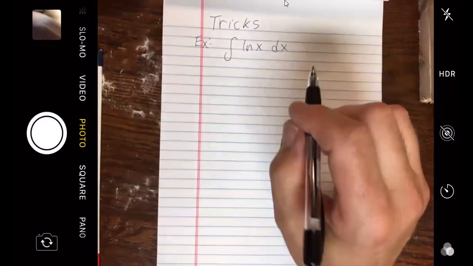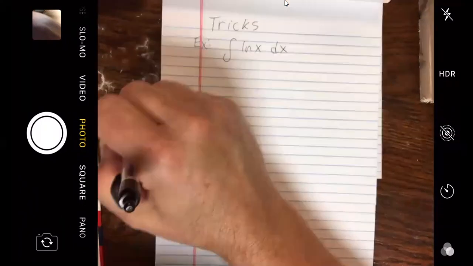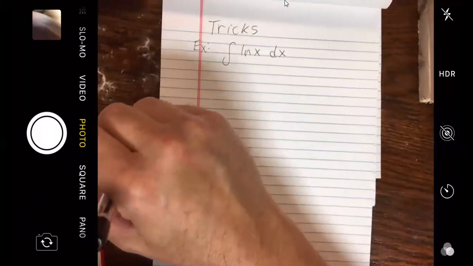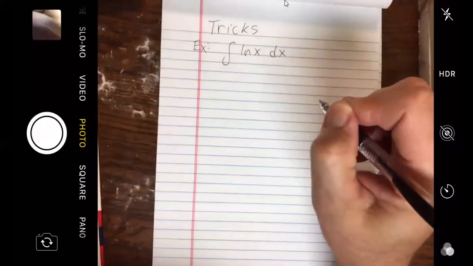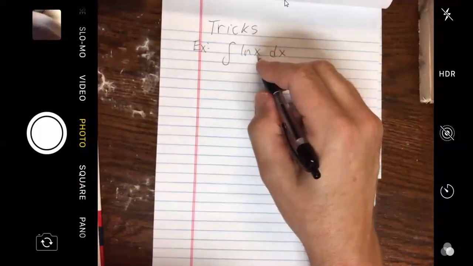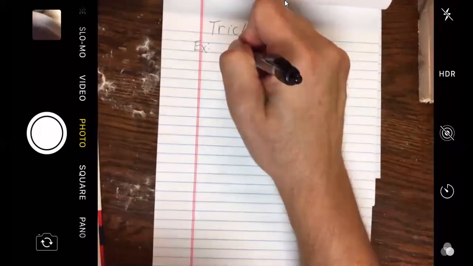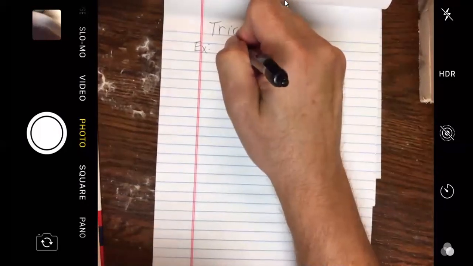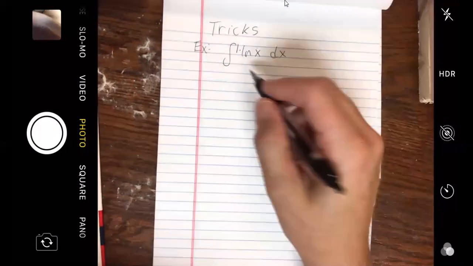Okay, now wait a minute here. We're supposed to be doing parts. That's plural, 2 parts. I only see 1 part. Oh no, what am I going to do? Well, here's the first trick. If you only have 1 part, you can form a second part by multiplying by 1. Haven't changed anything, and now you have 2 parts.